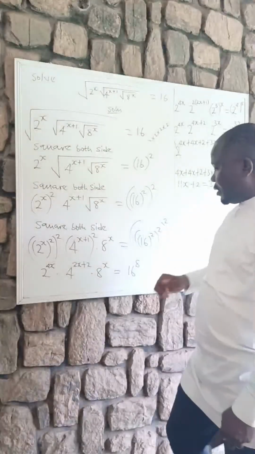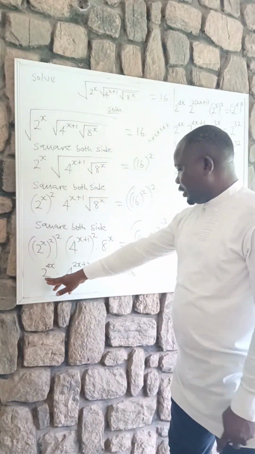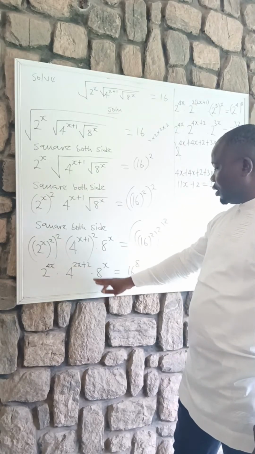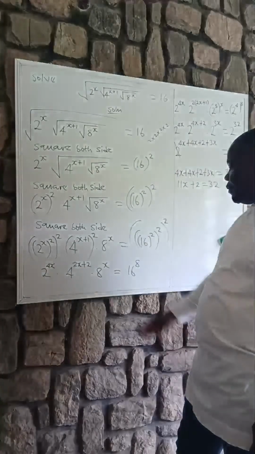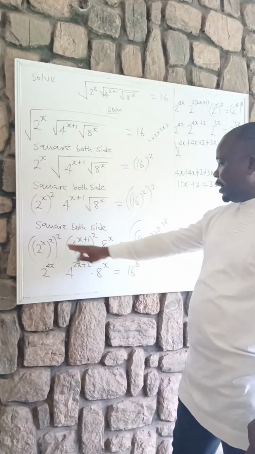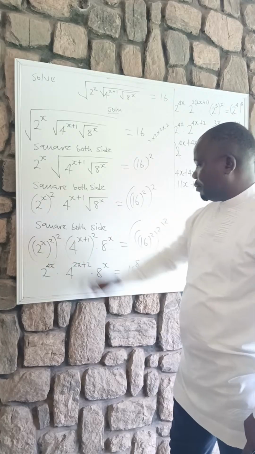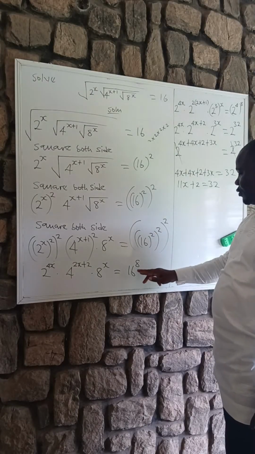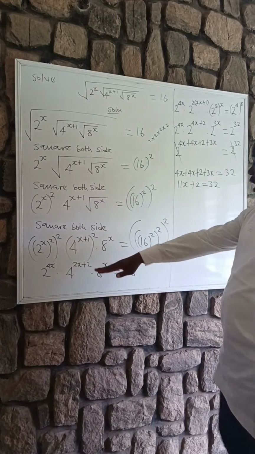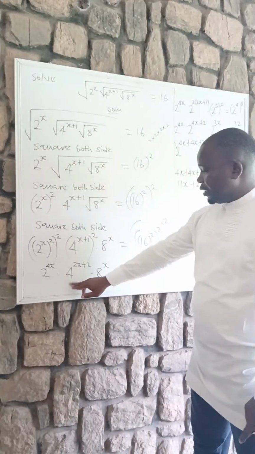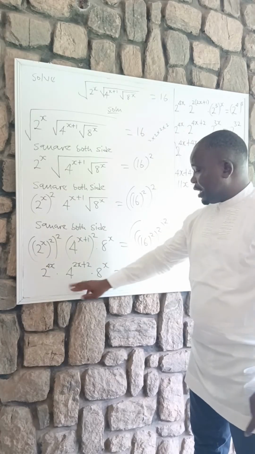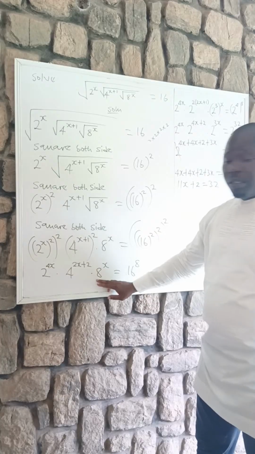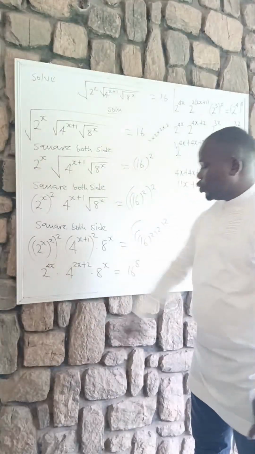So this implies that this is 2 raised to the power of 4x, 4 raised to the power of 2x plus 2, times 8 raised to the power of x. By the time you use this to multiply this, we have this, true or false? So we have to reduce the base to the least base here. We can reduce 4 to the least base, which is 2. We can reduce 8 to the least base, which is 2, true or false?